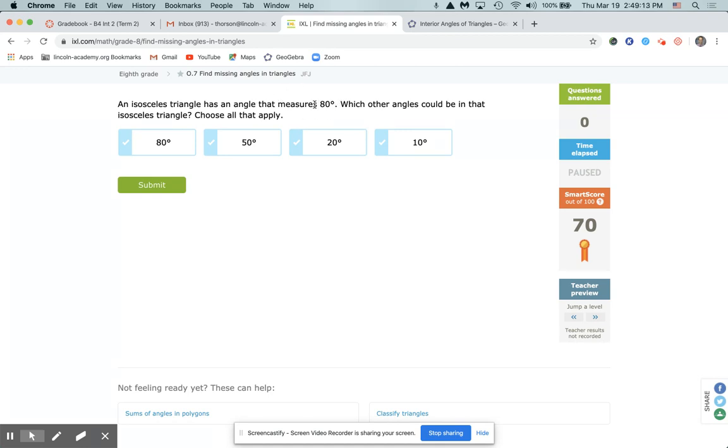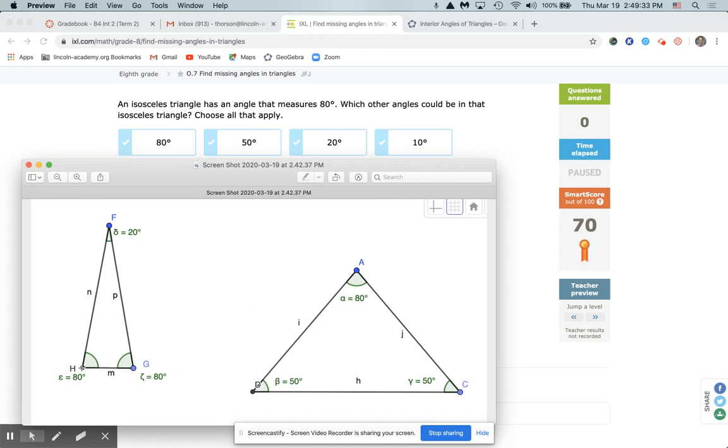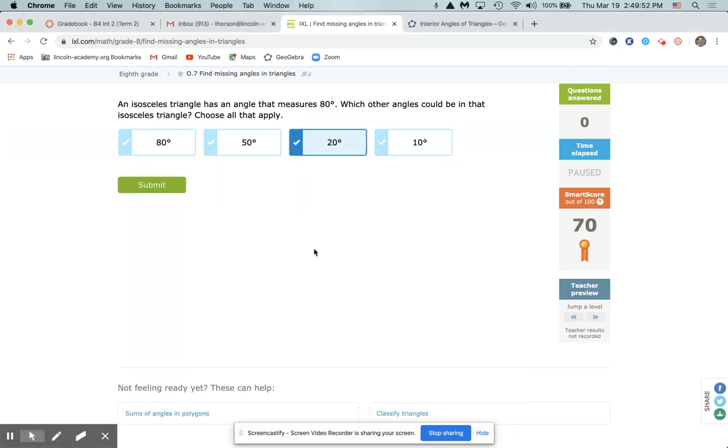It doesn't tell us if this 80-degree angle is one of the congruent two or the one angle that's not congruent to either of the others. So what I've done is I've made a diagram to show you the two scenarios that happen with this 80-degree angle. Right here, if I have the 80-degree angle be one of the two congruent angles down here on the bottom, an 80 and an 80, then 80 plus 80 is 160. 180 minus the 160 would give us that third angle of 20 degrees. So 20 degrees would be the correct answer.